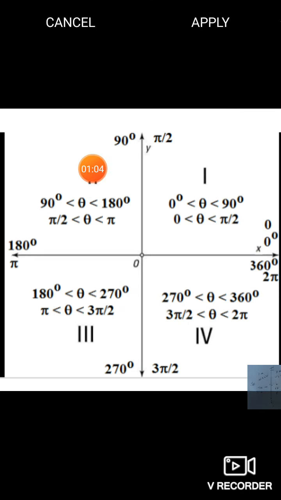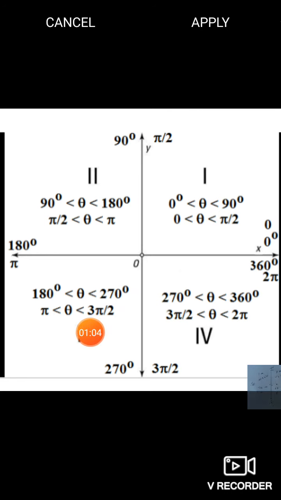Now see the second quadrant. This is 90 degree. When the angle varies from 90 degree to 180 degree, it lies in the second quadrant. For example, 120 degree lies in the second quadrant. So the theta angle varies from 90 degree to 180 degree. So pi by 2 is less than theta is less than pi. Pi means 180 degree.